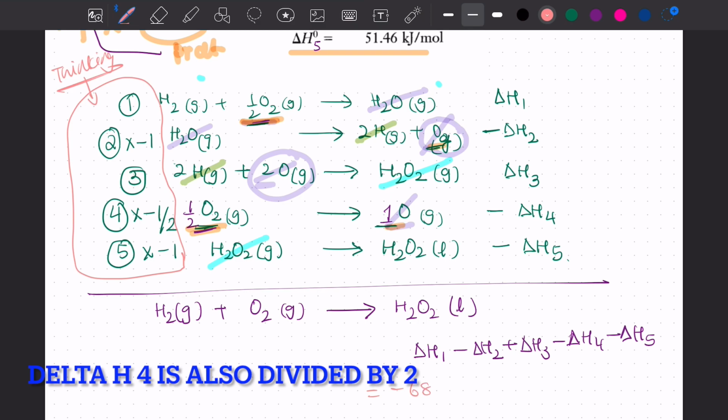Give me a second. Let me get a calculator, put in these numbers and figure it out. I am getting minus 686.13 kilojoules. You can check that math and let me know if I'm wrong.